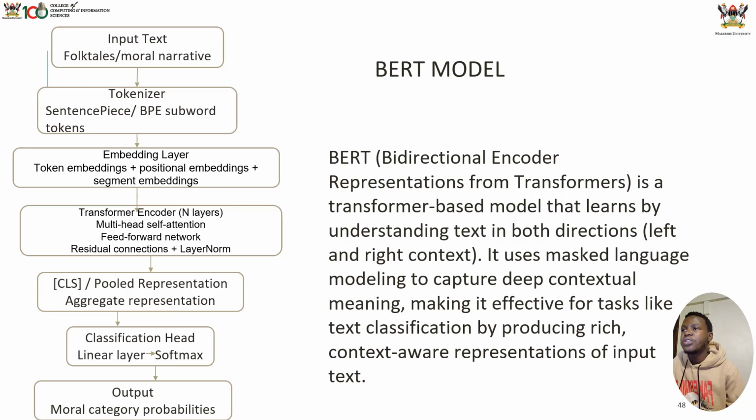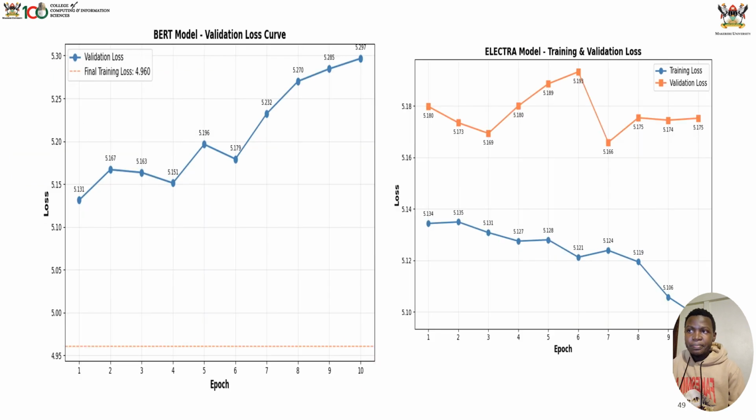Then when you look at the BERT model and its architecture, it learns by understanding text in both directions, so it uses masked language modeling to capture deep conceptual meanings, making it effective for tasks like text classification by producing rich context-aware representations of the words of our input text.